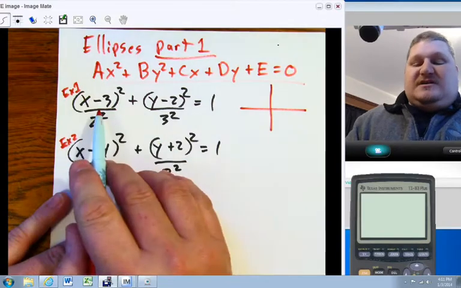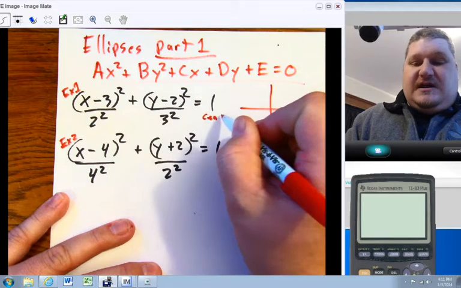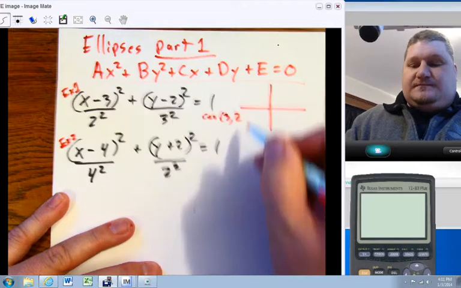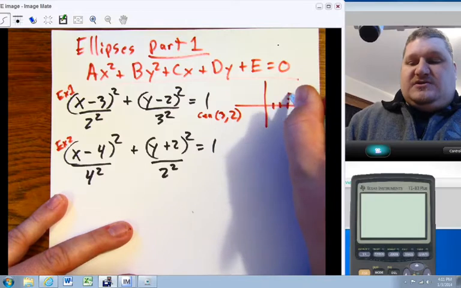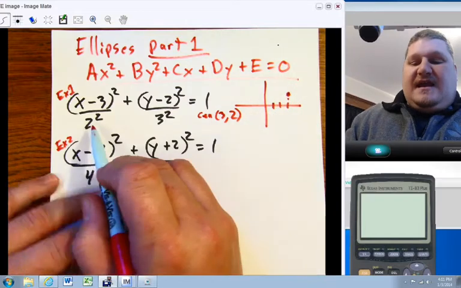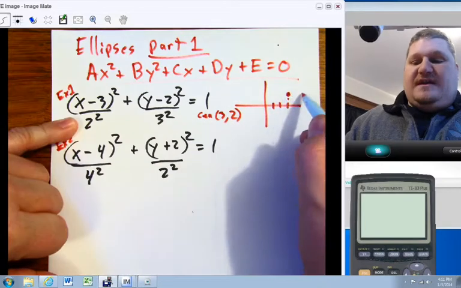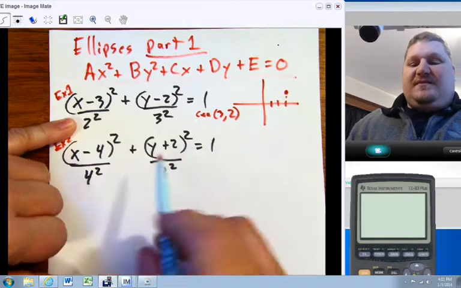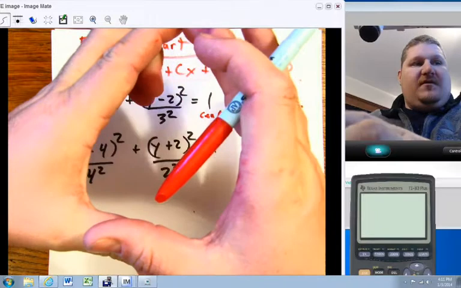Now, just like a circle, we need to find a center. So for center, here we come up with 3, 2. So 1, 2, 3, 1, 2. And now, in a circle, we would simply find one radius and go that dimension each way. However, with an ellipse, it's going to be elongated either one way or the other.